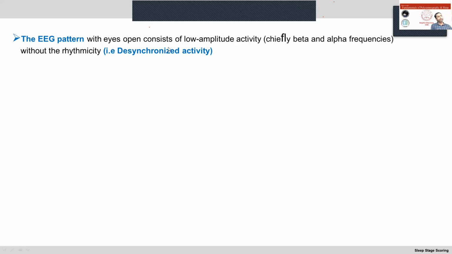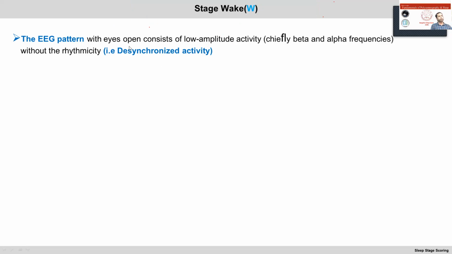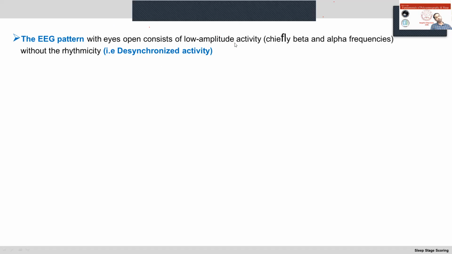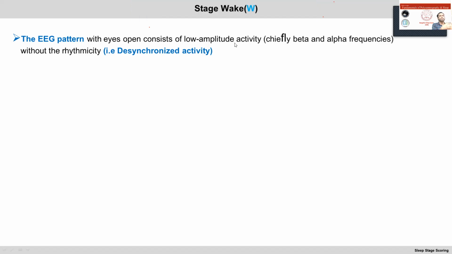So EEG pattern with eyes open: when a person is not sleeping and eyes are open, how does the EEG look? The EEG pattern with eyes open consists of low amplitude activity. Activities like alpha may be there, beta may be there, theta may be there, but there is no rhythm in between. That is called desynchronized activity. If that is there, that means eyes open. If you put the electrodes and see the screen, you will notice desynchronized activity, and high EMG is also there.